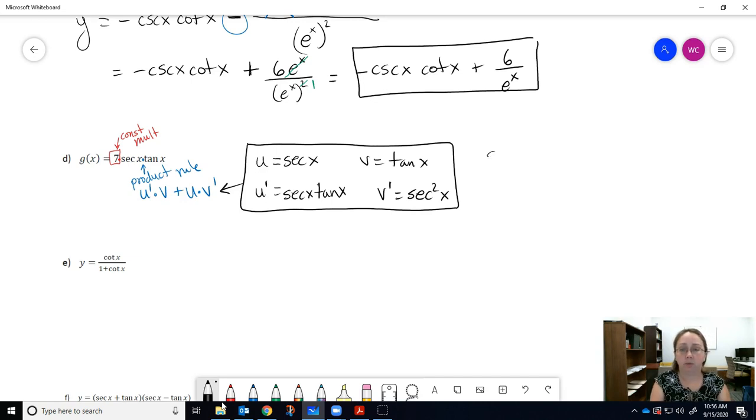All right, I think I'm going to need to do it over here, so I have plenty of room to simplify. G prime of x, the derivative. Don't forget that 7. That 7 out front has to multiply by everything. So I'm going to do big, giant parentheses here. All right, u prime times v plus u times v prime. Multiply them together. So secant tangent times another tangent plus secant times secant squared.